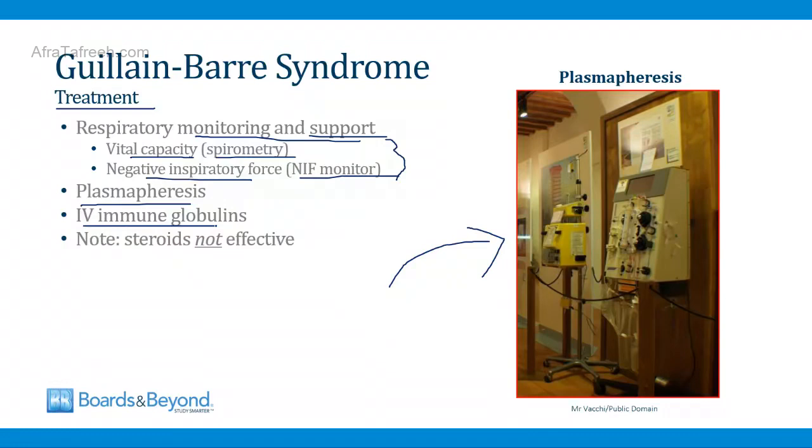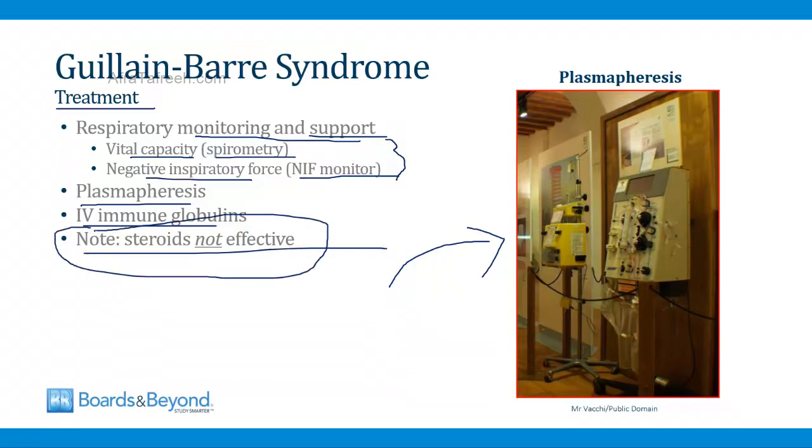One of the things they do is they can neutralize antibodies in the patient's plasma so that autoimmune activity will decrease. And then lastly, I just want to point out that steroids are not effective in Guillain-Barré. Make sure you know this and don't choose steroids as an answer in a board question.